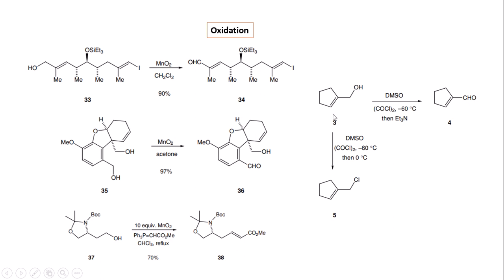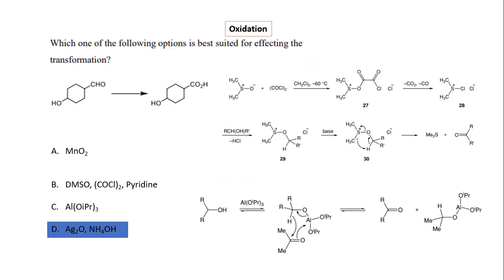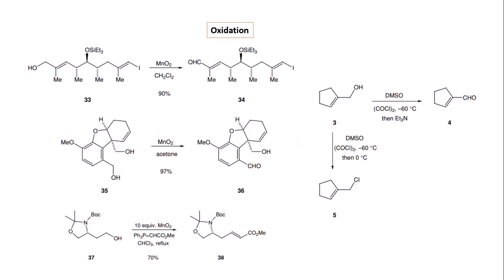Next is the Swern oxidation, where DMSO in presence of oxalyl chloride and triethylamine gives the alpha beta unsaturated aldehyde, but at lower temperature, minus 60 degrees, it gives the allyl chloride. Now this is the mechanism for the Swern oxidation, where the alcohol is converted to the aldehyde, and this is the Oppenauer oxidation, where aluminum isopropoxide converts the alcohol to the carbonyl compound.